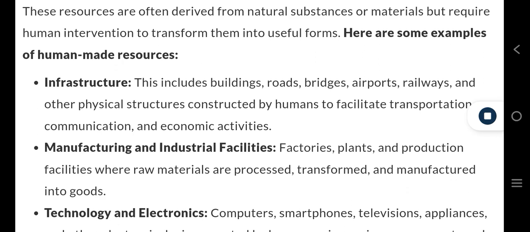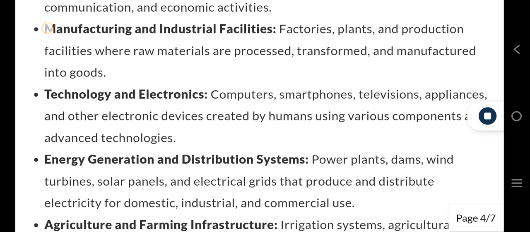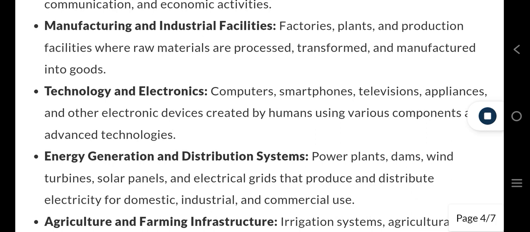Infrastructure. This includes buildings, roads, bridges, airports, railways, and other physical structures constructed by humans to facilitate transportation, communication, and economic activities. Manufacturing and industrial facilities. Factories, plants, and production facilities where raw materials are processed, transformed, and manufactured into goods.